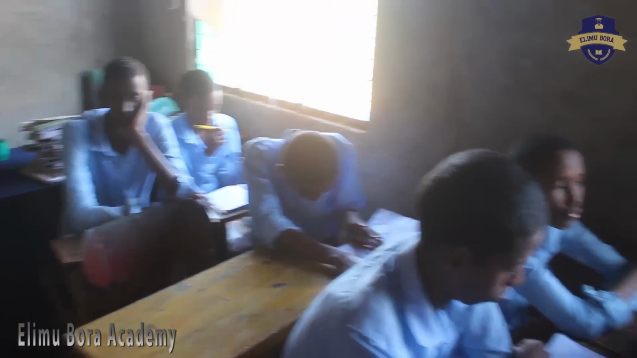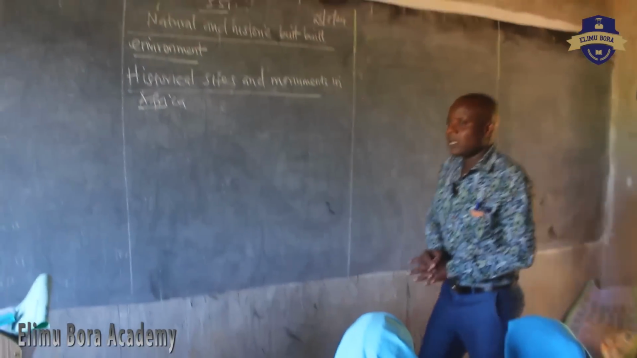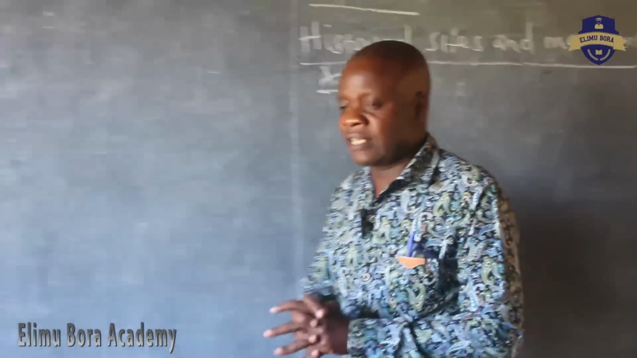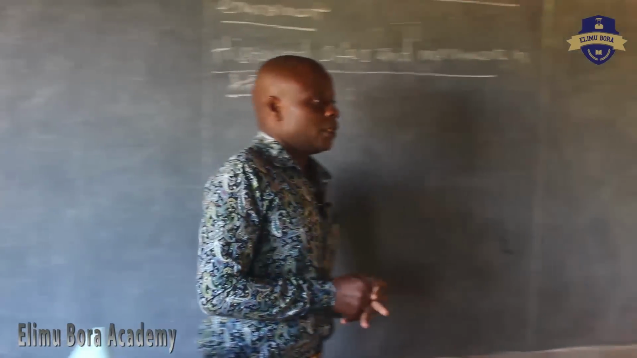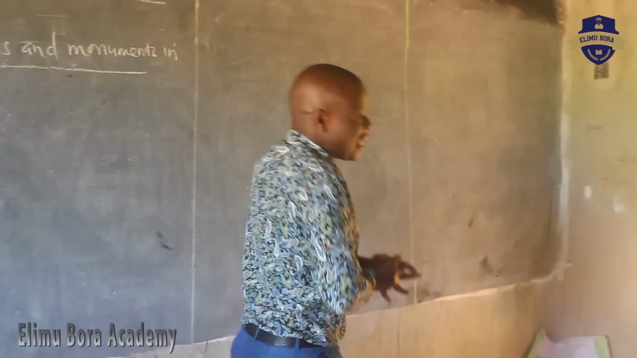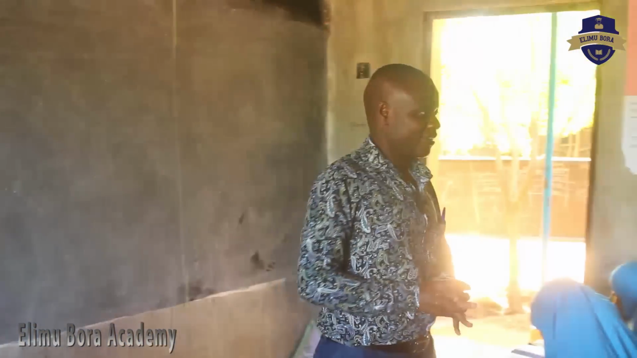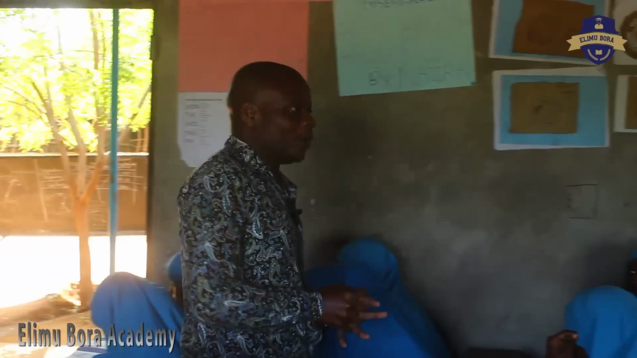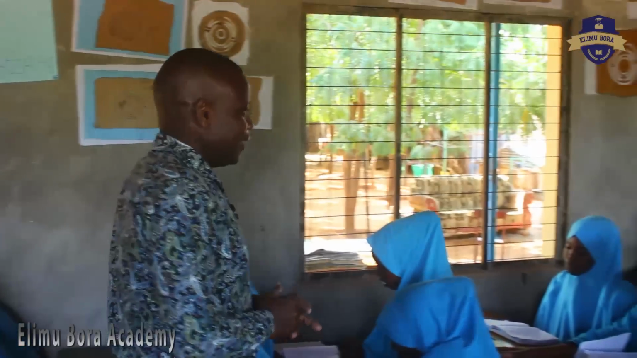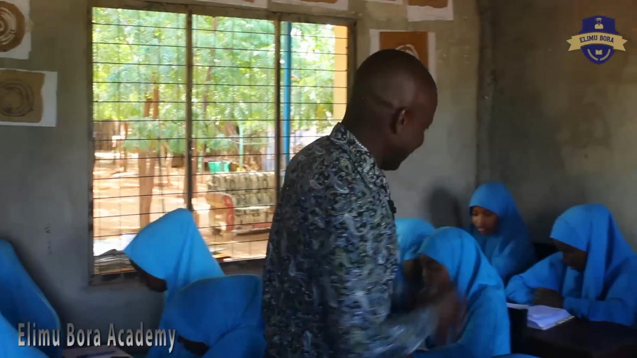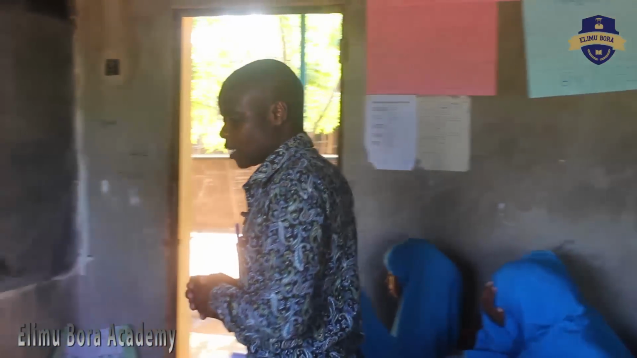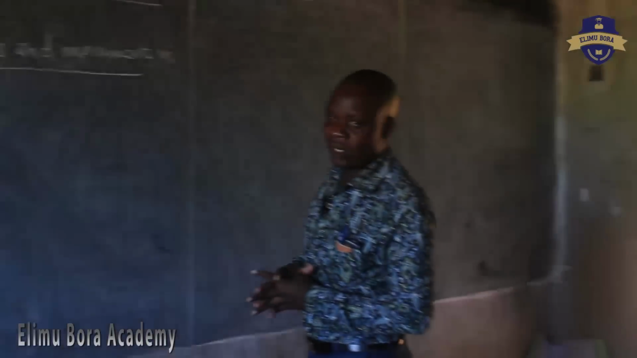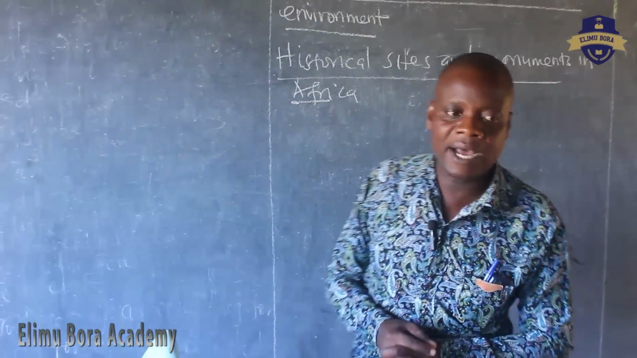Robben Island, remember, is one of those historical sites where the greatest son of Africa was imprisoned for a maximum of 27 years. And that was who? Nelson Mandela. Nelson Madiba Mandela. So Robben Island was set aside as a military base. It's an island in the Atlantic Ocean to the south of Africa.